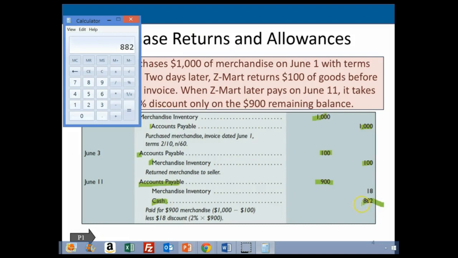So we could calculate how much of the cash we're going to pay, which is 882. We have to take the payable off the books for 900, because that's what we put the payable on the books for. And then the discount's going to reduce the merchandise inventory. Why? Because we put the merchandise inventory at 900 on the books. But after the discount, it's only costing us 882. Therefore, we're going to reduce the merchandise inventory, which has a debit balance, by 18 to bring the original 900 we recorded it at down to the 882.